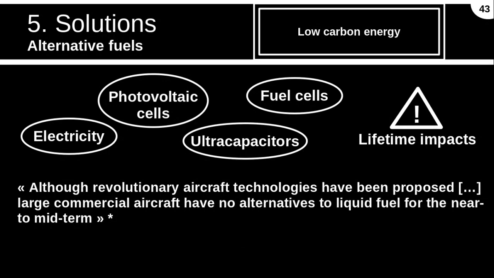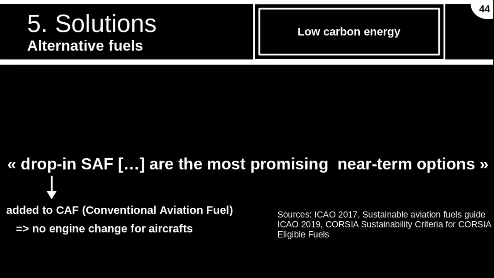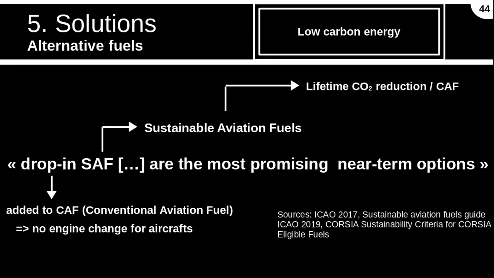Instead, the ICAO described drop-in SAFs as promising options. What's that? Drop-in means that they can be dropped into ordinary fuels, so you don't have to change the engines. SAF stands for Sustainable Aviation Fuel. Sustainable, according to the ICAO, means a reduction of the CO2 lifetime emissions compared to conventional aviation fuels by at least 10%.